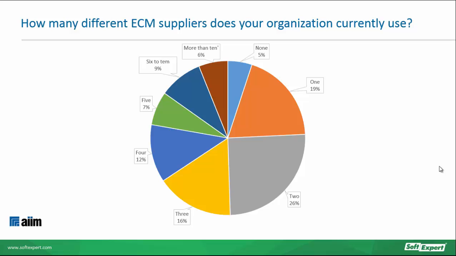Wow, but for what reason? We are going to see that ECM is a set of different pieces, like record management, like email archiving, like capture management, like web content, like digital asset management. So it was common in the past to use different applications to satisfy specific needs. Okay, so you can see here 26% have 2 different suppliers, 16% 3, 12% 4, 7% 5, 9% 6 to 10, and 6% more than 10.